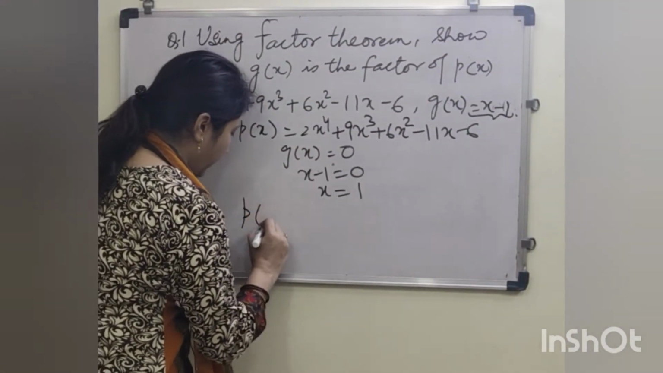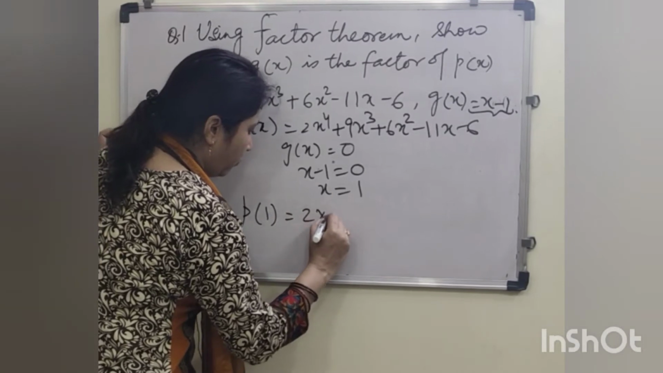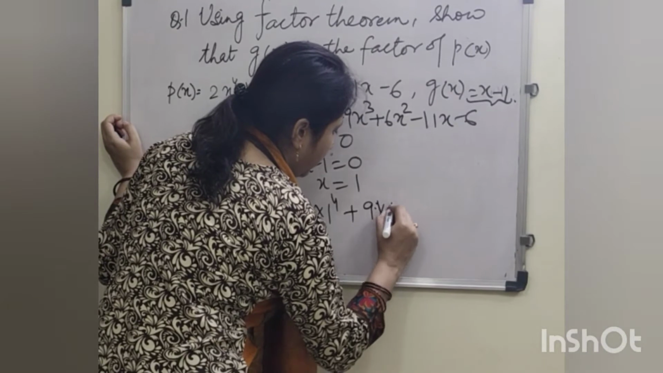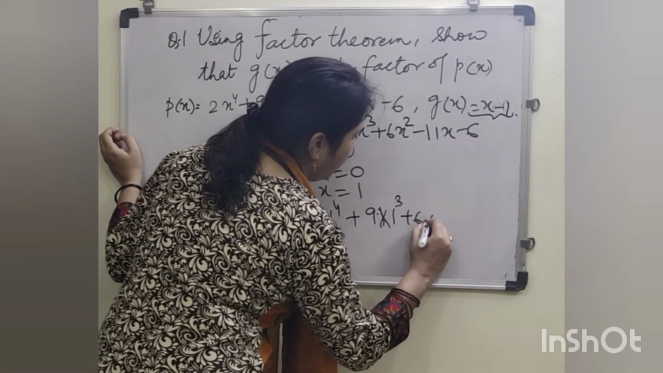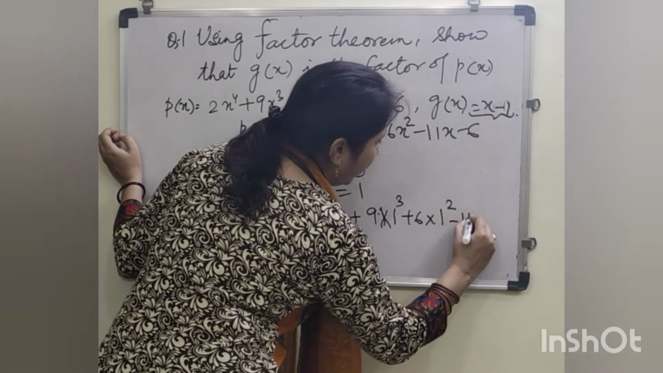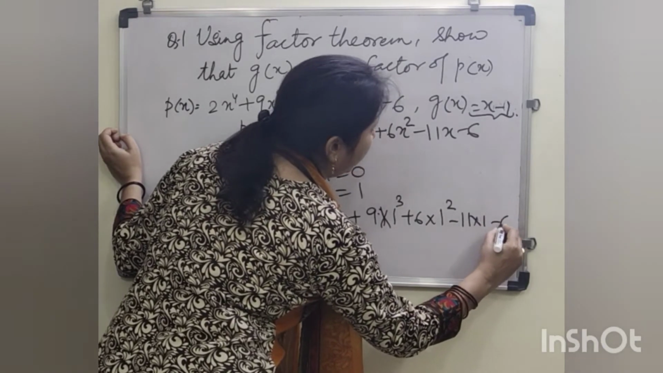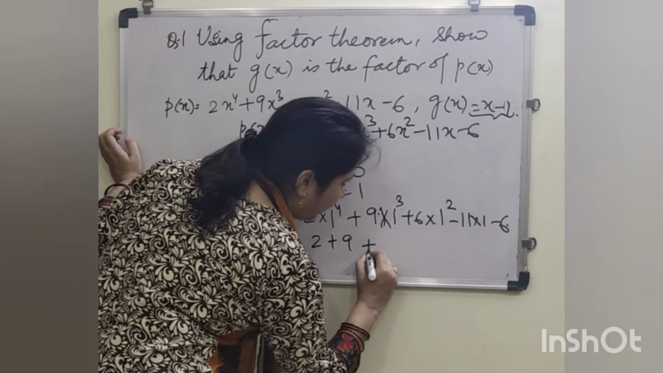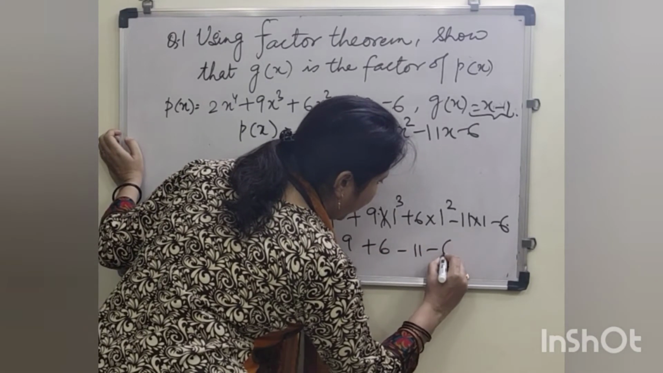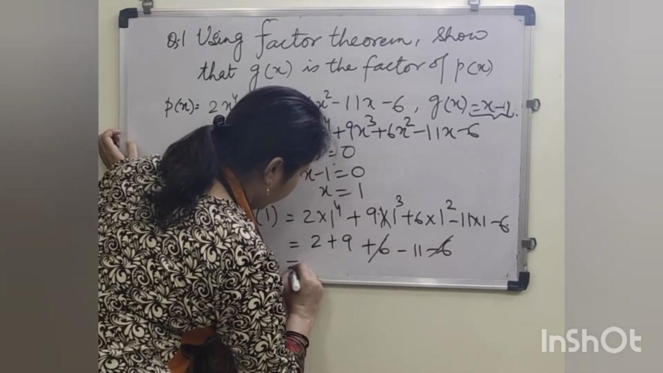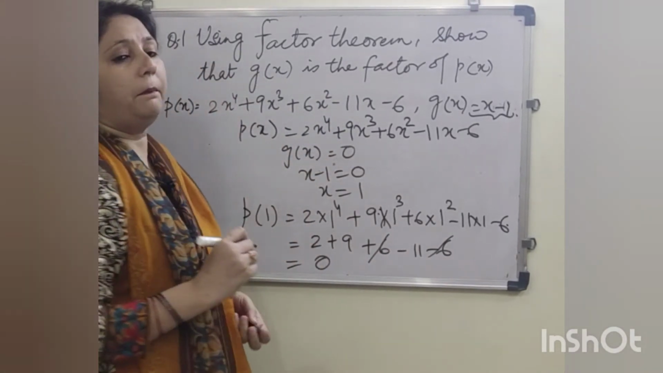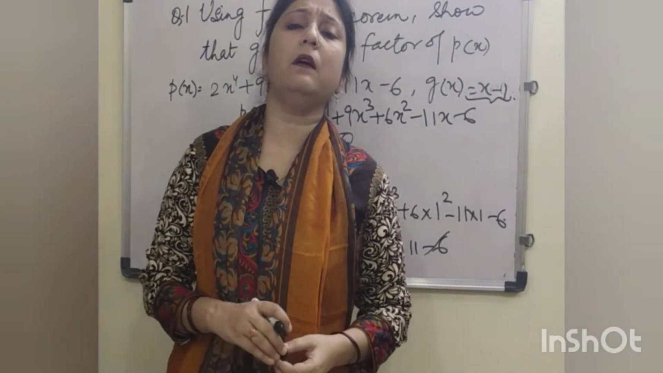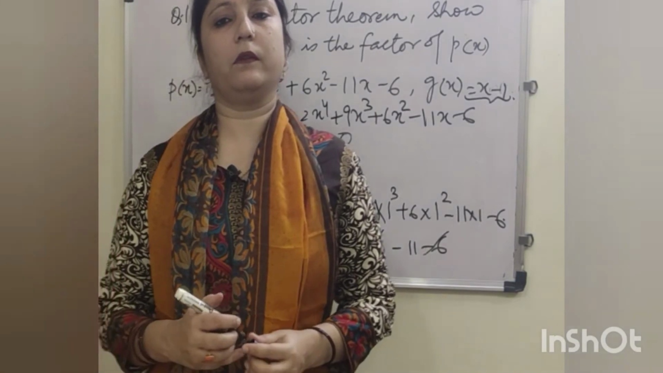Now we find the value of p(1). So your p(1) would be 2 into 1 to the power 4 plus 9 into 1 cube plus 6 into 1 square minus 11 into 1 minus 6. So it is 2 plus 9 plus 6 minus 11 minus 6. You can easily see the result is 0. p(1) is 0, which proves that yes, g(x) is a factor of p(x).